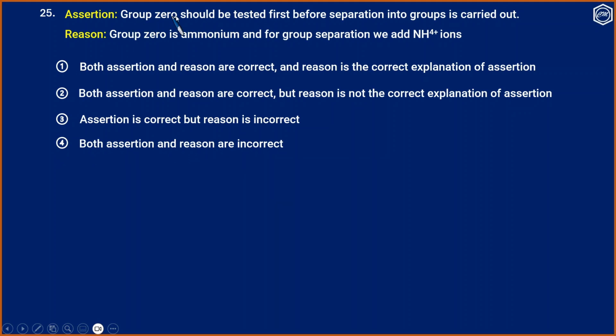Here assertion is correct. Group 0 should be tested first before separation to groups is carried out. And the reason also is correct because in the group separation we add ammonium ions. So both assertion and reason are correct. So option 1 is the correct answer.